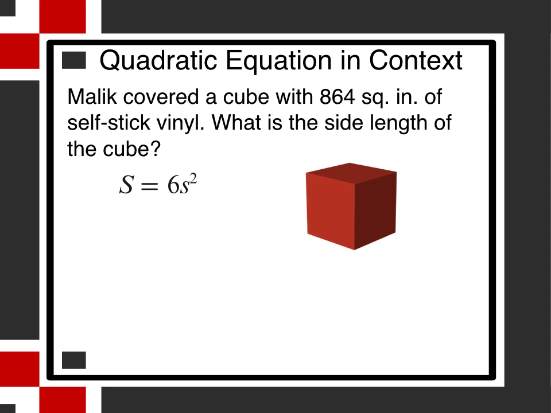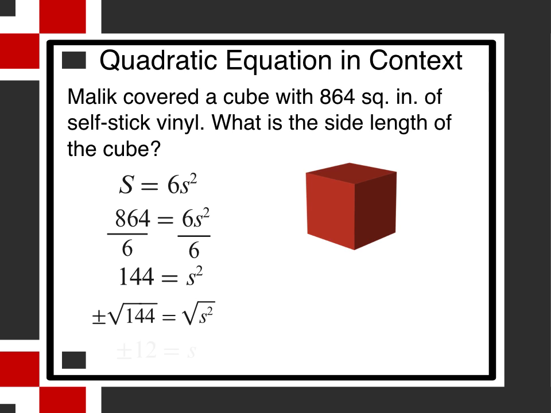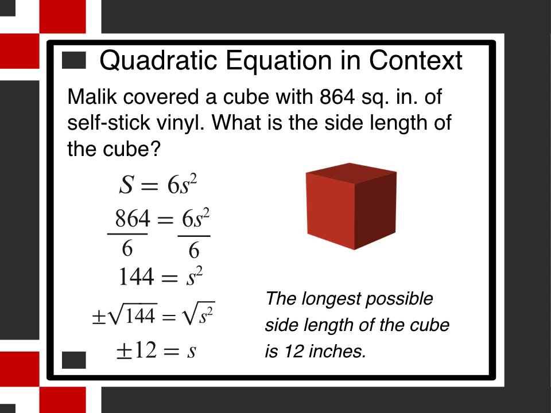Now we know the surface area, we don't know the side length. So to solve this for s, let's divide both sides by 6. Let's take the square root of both sides, and we get plus or minus 12 inches. Very often with word problems, one of these solutions will be extraneous. It will not make sense in the context of the problem. And in this case, you can't have negative length, right? So there's one solution to this problem, and the longest possible side length of the cube would be 12 inches.